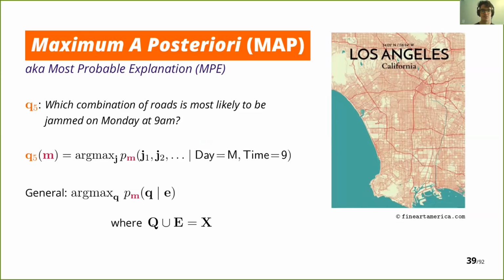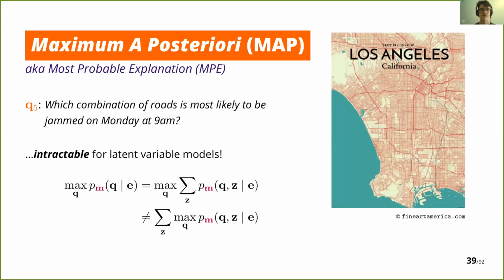Can we do this for mixture models? Unfortunately not, because, recall, a mixture model is nothing but a latent variable model. So we need to marginalize out this categorical latent variable, which means we have to sum over all possible values of z. Since we have to perform maximization over a summation, we cannot swap them and perform maximization only over the components. So in general, MAP is intractable for mixture models.